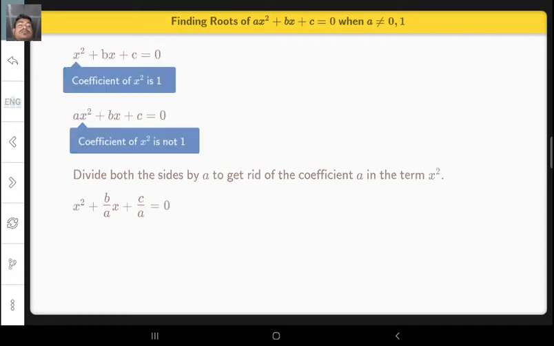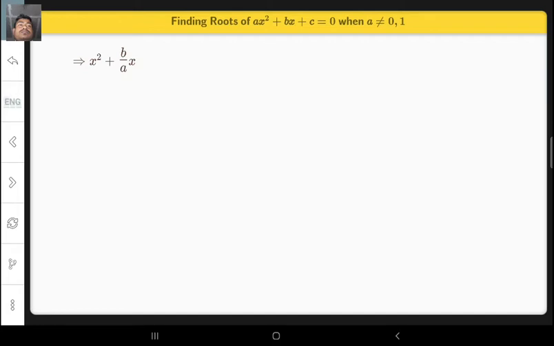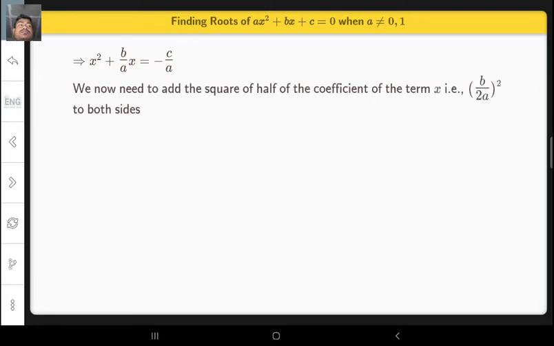We can also write it as x squared plus b by a into x is equal to negative c by a. As we saw earlier, we now need to add the square of half of the coefficient of the term x. So, now that we have a coefficient b by a for the term x, we need to add b by 2a whole square to both sides. x squared plus b by a into x plus b by 2a whole square is equal to negative c by a plus b by 2a whole square.